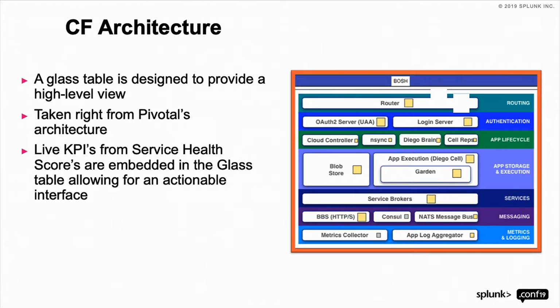I didn't really start with glass tables. I always start with the structure. There are two glass tables contained in this on CF architecture. For those that don't know, a glass table is really just a high-level diagram. You can see this looks very much like the diagram that we got. In fact, we stole it from Pivotal. Shh, don't tell them. We have their permission.